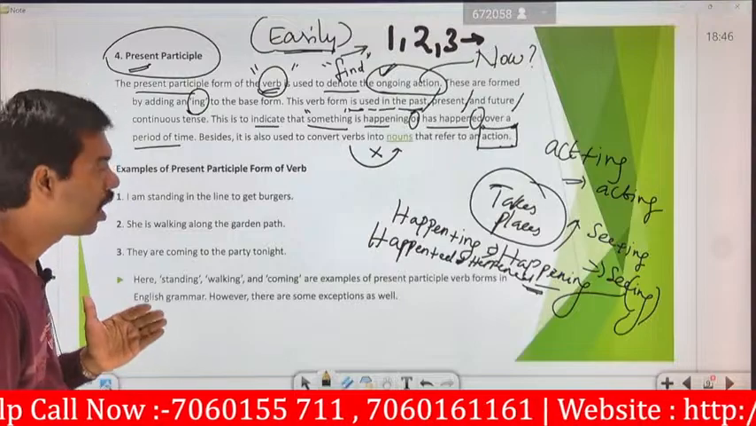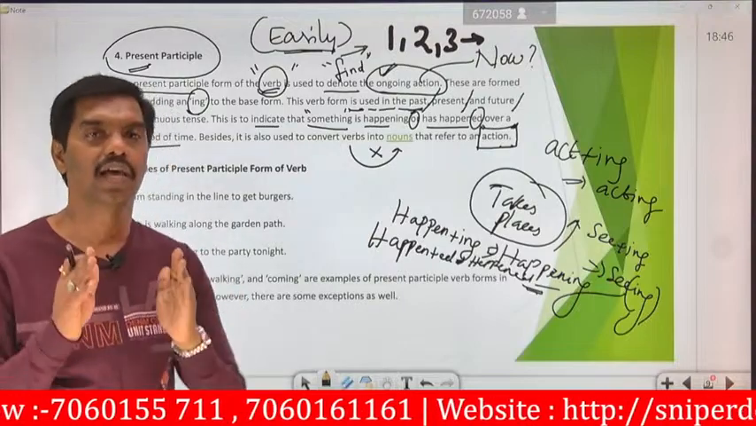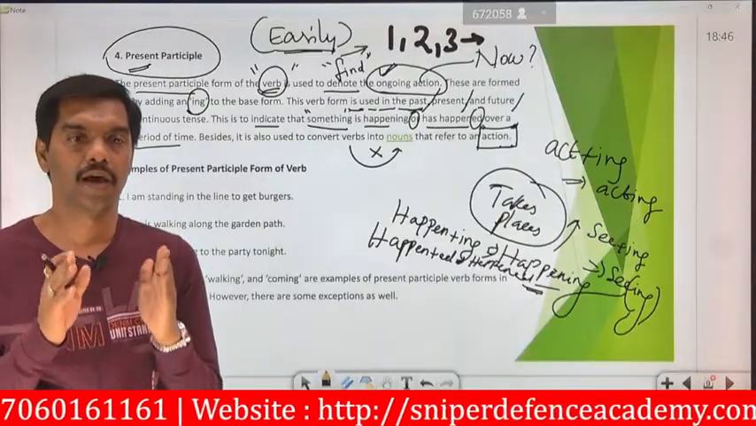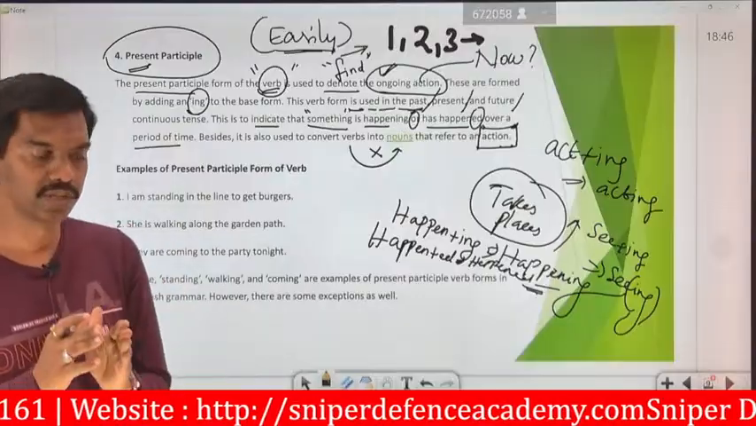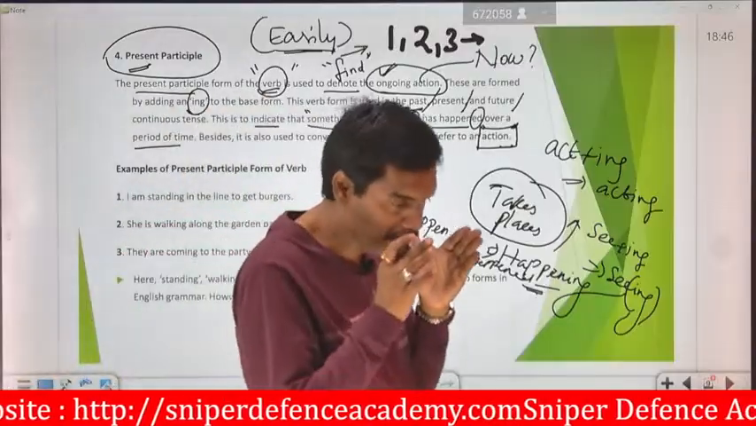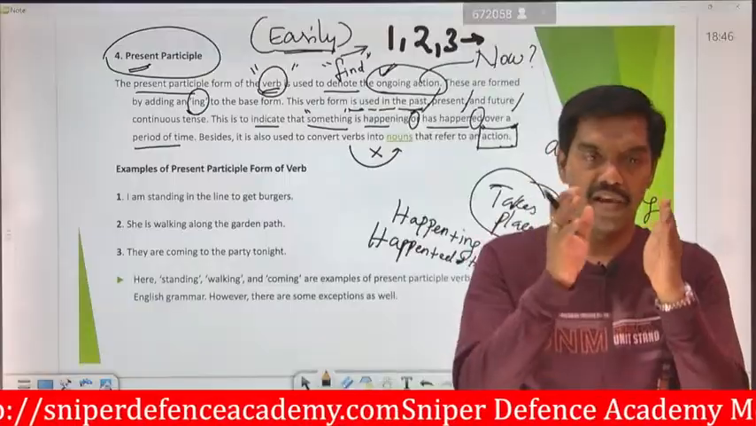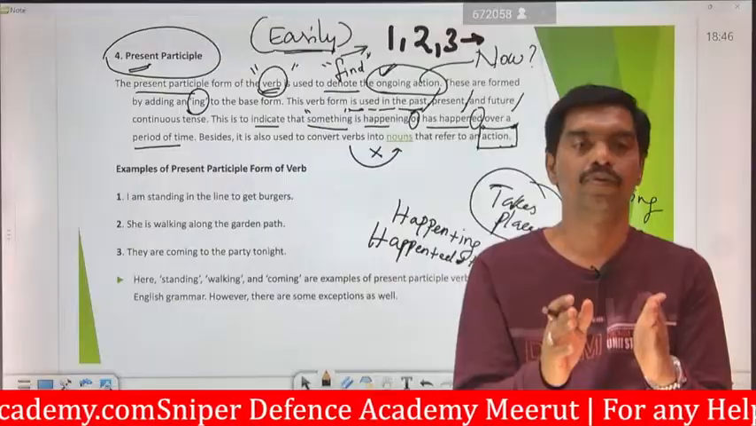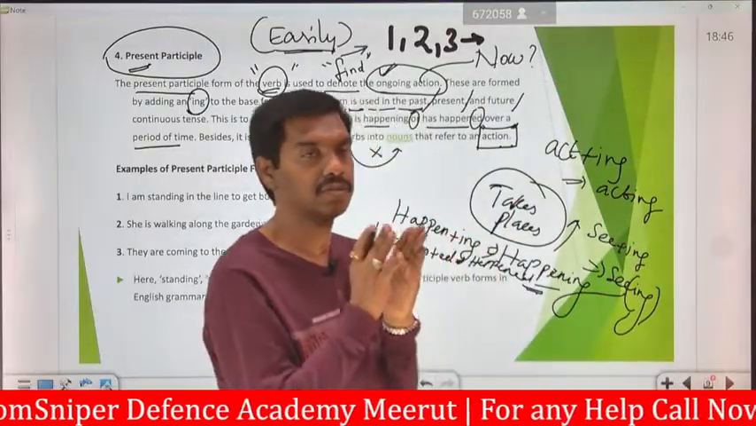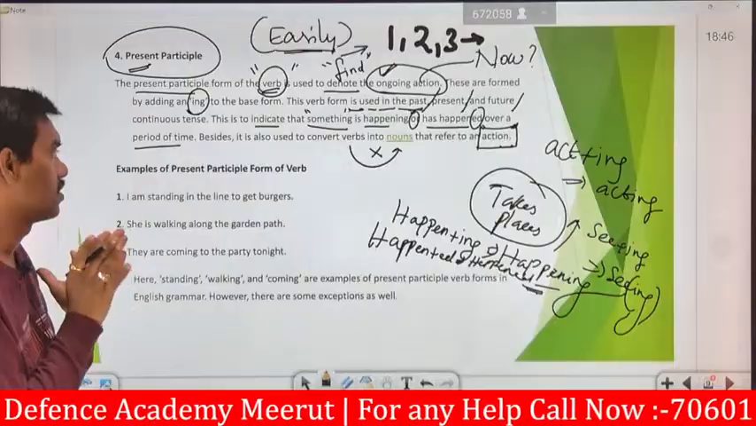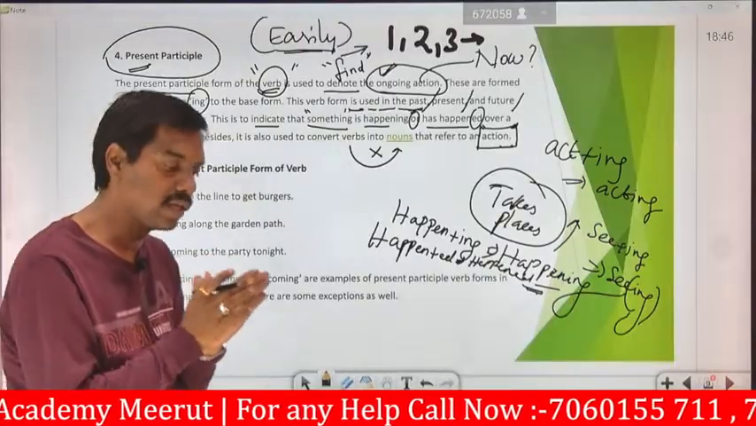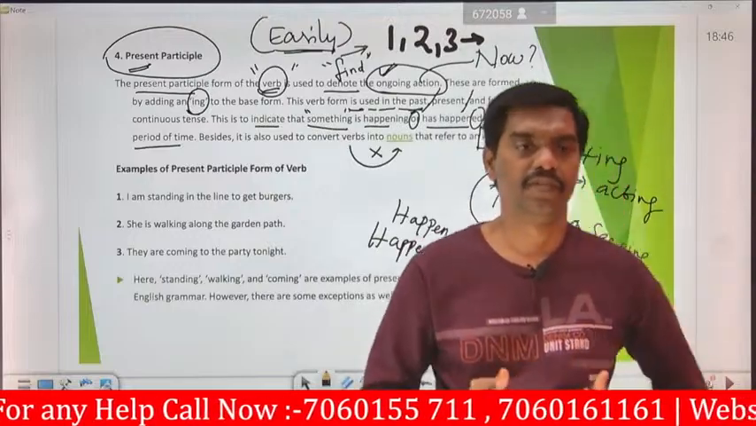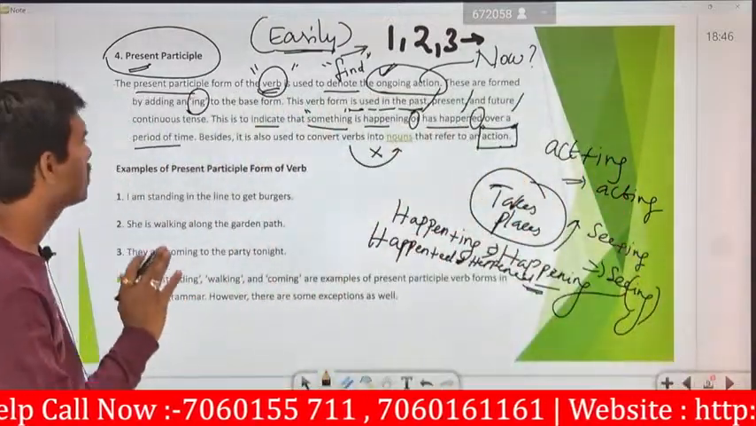Okay, what action does it give? It tells about the ongoing action. Ongoing is an upcoming action, a present action. What you are doing, what is happening now, is said to be a present participle. So the ongoing action which takes place at this time is said to be a present participle.